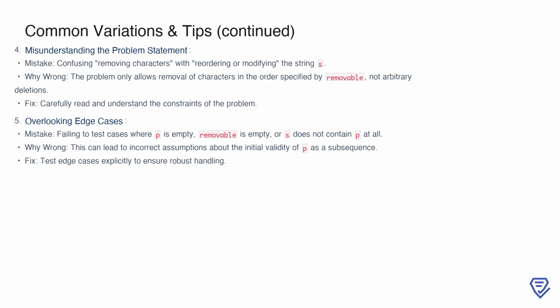Additionally, overlooking edge cases is a common oversight. For example, failing to test scenarios where P is empty, removable is empty, or S does not contain P at all can lead to flawed assumptions about the initial validity of P as a subsequence. To ensure your solution is robust, explicitly test these edge cases and verify that your logic handles them appropriately.